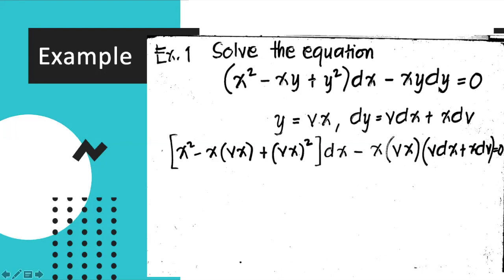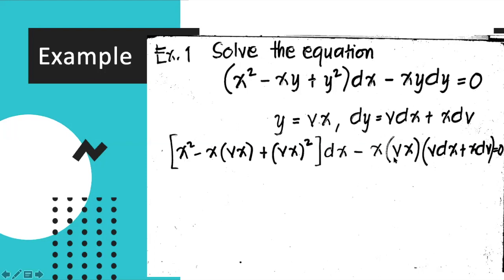Look at the differential. So y is equal to vx. I will differentiate this: dy of vx is v dx plus x dv. Now the next step is plugging in these values. So we will do substitution. x squared, we just copy. x, copy. y is equal to vx. Put it here. y squared will be replaced by vx raised to 2. dx, you just copy. Okay, minus x. What is y?